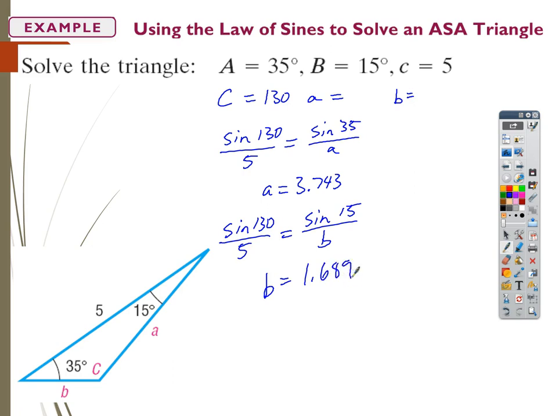So there are my three answers, 3.743 and 1.689. You may be thinking, wow, this is pretty easy. And you'd be mostly right-ish, because it's now going to get a little bit harder. So let's see how it gets a little bit harder.